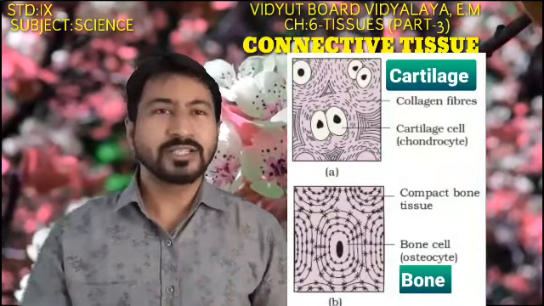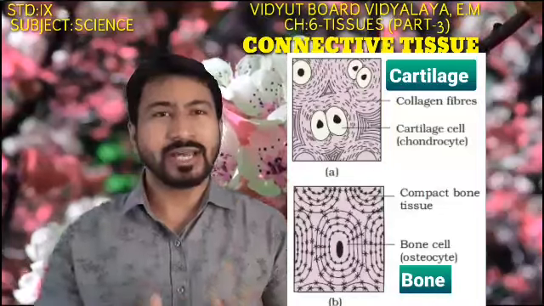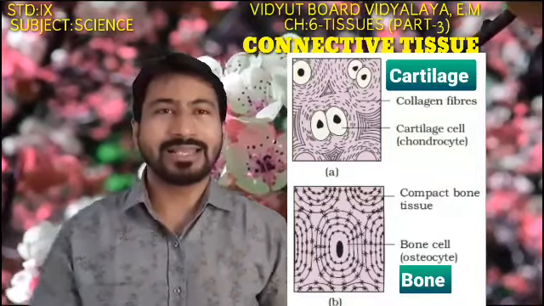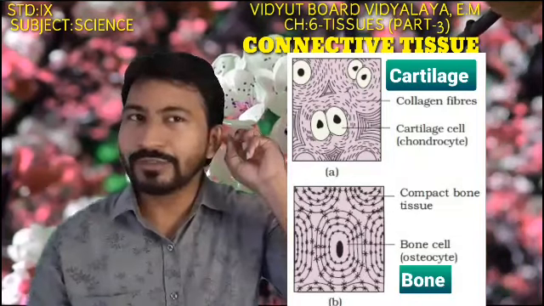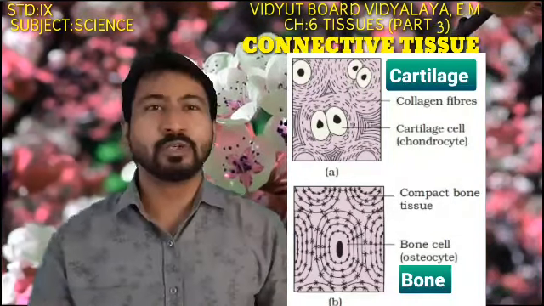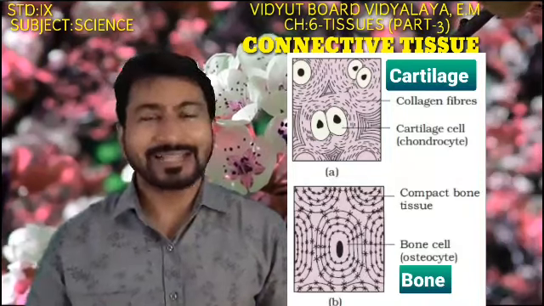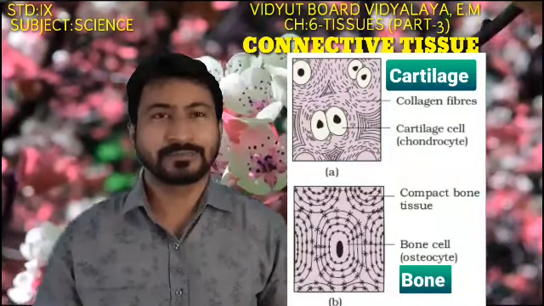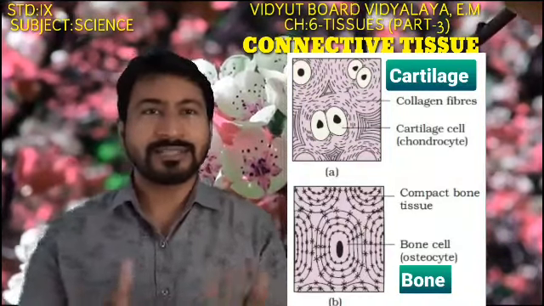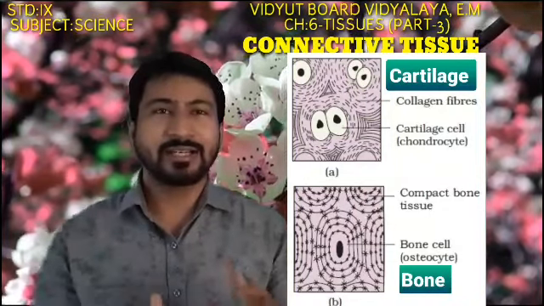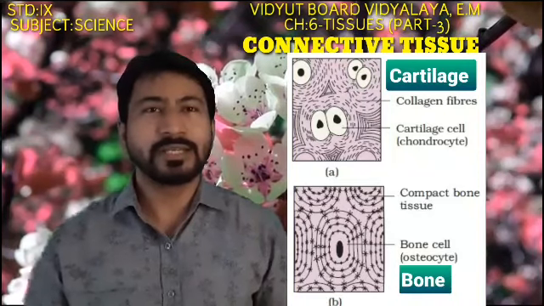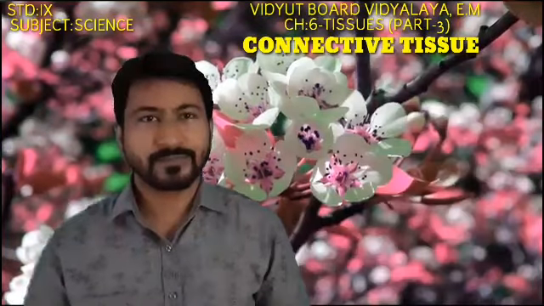So the next major difference is that the bones are not flexible while the cartilage is highly flexible. That is the movement of the ear and the movement of the tip of the nose. That is because of the cartilage that is present inside it. Furthermore, the bone cells are called the osteocytes and the cartilage cells are called the chondrocytes.